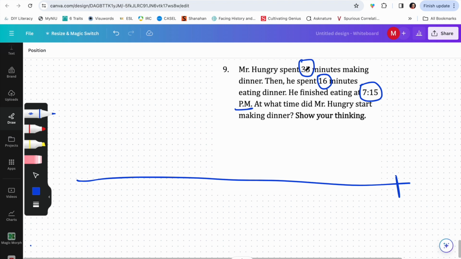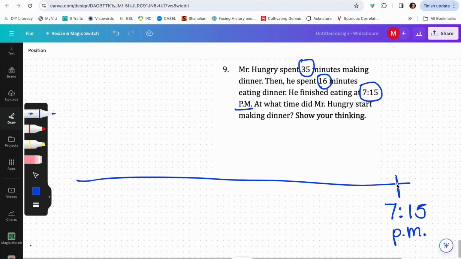And then he makes this big feast that takes him 35 minutes. And then he sits down, maybe lights a candle, and enjoys the feast for 16 minutes. Finally, he looks at his watch and sees that the time is 7:15 p.m. So this is one of the problems where we have the end time, but now we're going to travel backwards to figure out what time did he start making this feast.